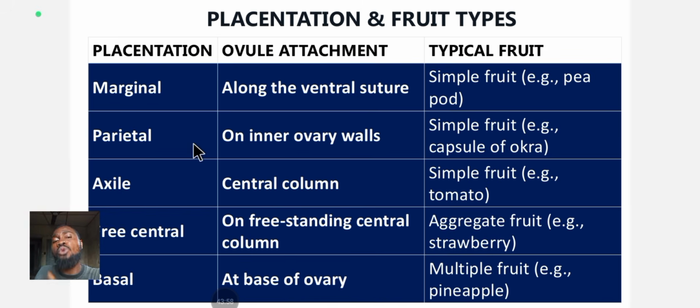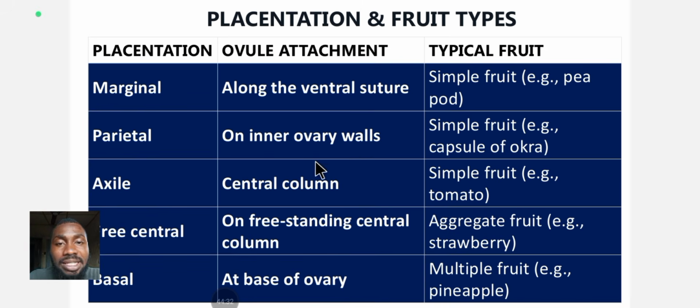Always remember that parietal means away from the center. The middle of this video box that I'm pointing at, where will be the parietal? The parietal will be the circumference, around. So what is the ovule attachment? On the inner ovary wall. So the inner wall of the ovary, that's where you have the attachment, round, inner.